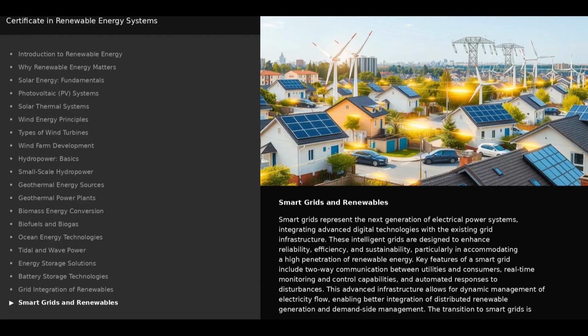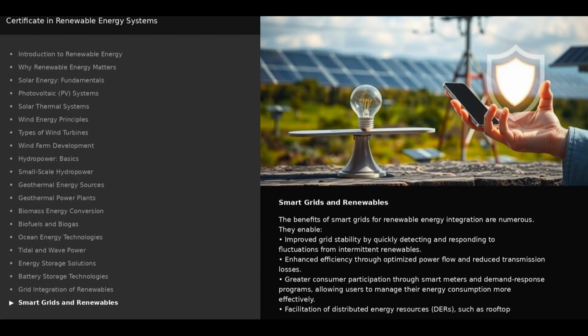This advanced infrastructure allows for dynamic management of electricity flow, enabling better integration of distributed renewable generation and demand-side management. The transition to smart grids is fundamental for unlocking the full potential of renewable energy sources and building a resilient, future-proof energy system. The benefits of smart grids for renewable energy integration are numerous.